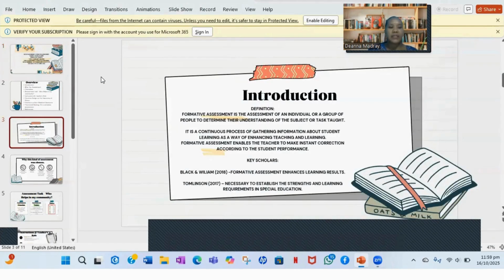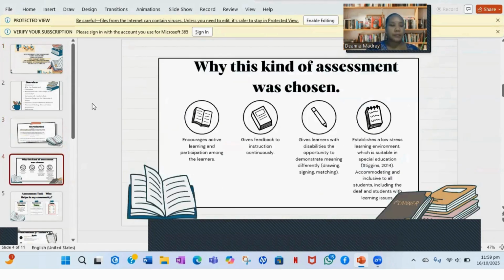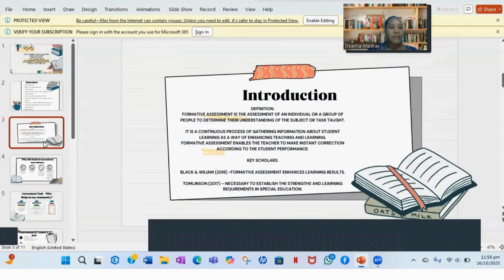Our presentation is based on formative assessment. It includes both practical and written components as it relates to formative assessment. Areas we will be looking at include the definition of formative assessment, why formative assessment was chosen, a detailed example of formative assessment, how the questions for the formative assessment were formulated, and how formative assessment can be practically utilized in an inclusive classroom.